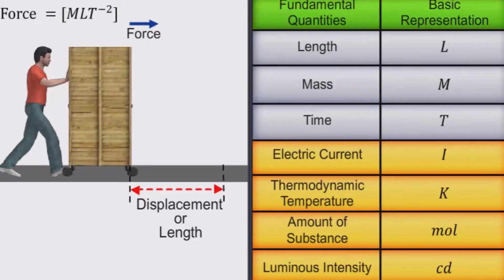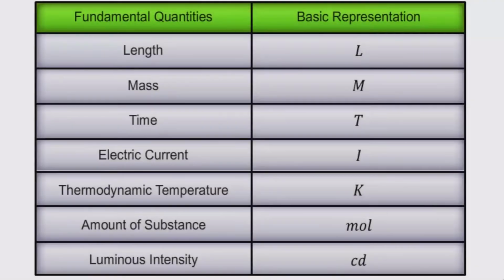In mechanics, most derived quantities are related to only the 3 base quantities of the 7, namely mass, length, and time. Let us look at another example.